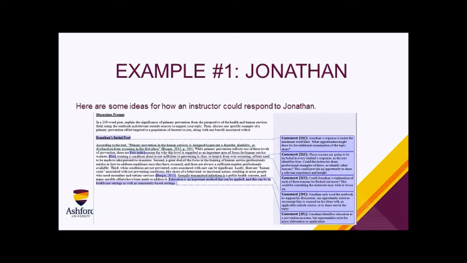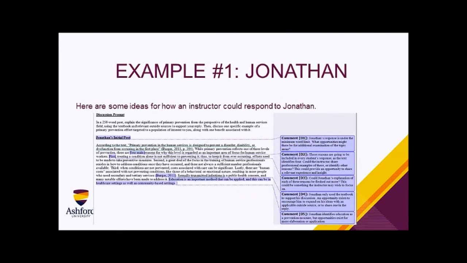In this slide, you'll see that the comments provided to the right of Jonathan's post reflect some examples of ideas of how an instructor could potentially respond. You can review the PDF document for slide 18 for a larger version of this, but I'll go ahead and read the comments to you. The first comment that I provided has to do with Jonathan's response as a whole. So Jonathan's response is under the minimum word limit. So the question posed is, what opportunities might there be for additional examination of the topic areas?